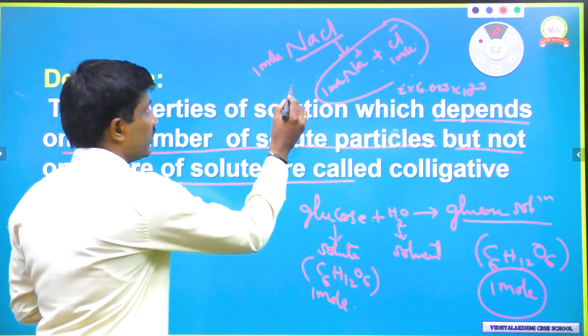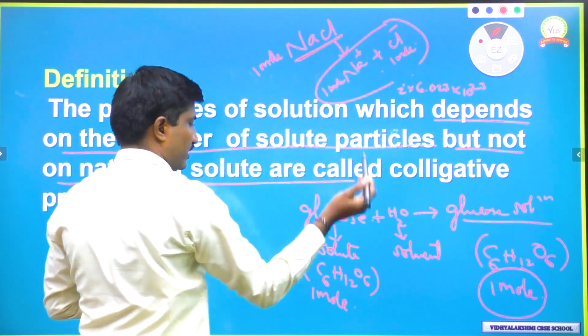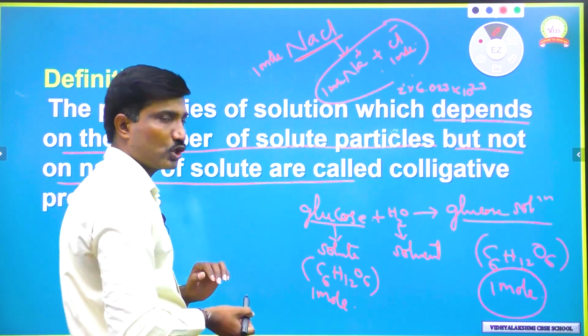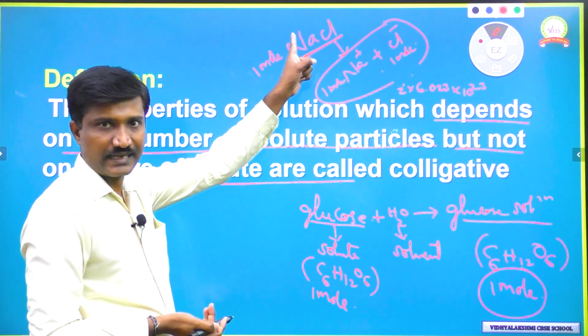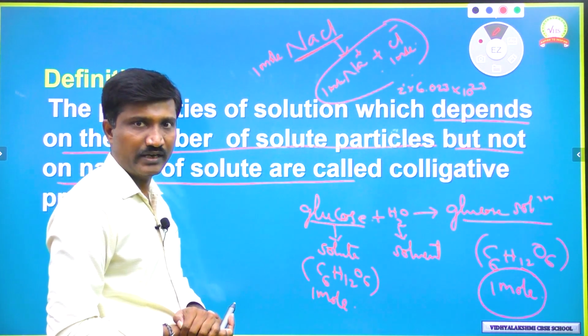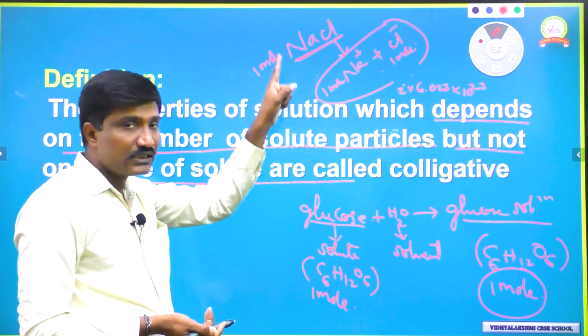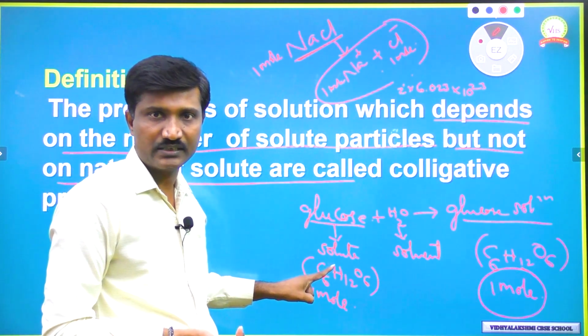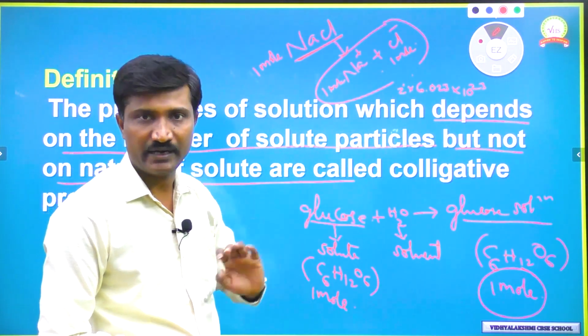Okay, but this one is an ionic compound and this one is a covalent compound. Depending on that nature, ionic or covalent, the properties do not depend.